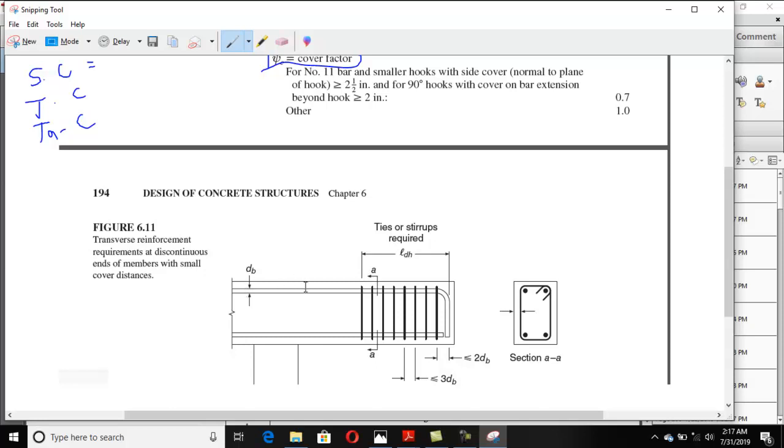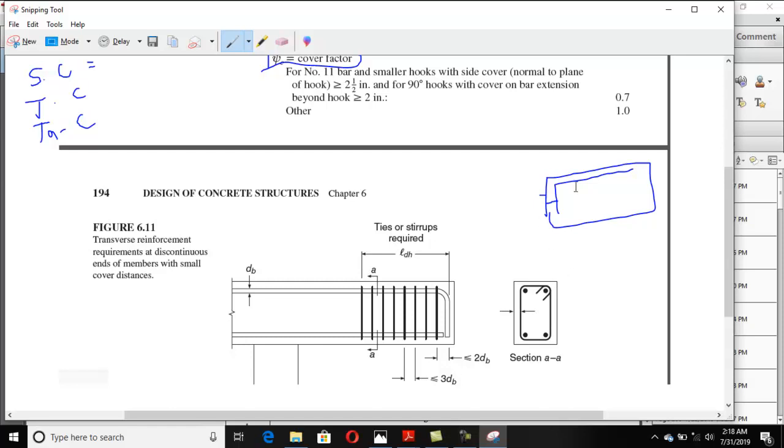It may be counted up to the center. And bottom cover is measured from the center to this face, or from the face. It may be clear spacing, or it may be center to center spacing as well. And tail cover is that cover which we provide after the bend. This is the bend portion, so from the outside face of the hook to the outside edge of the beam. So this is basically the tail cover.